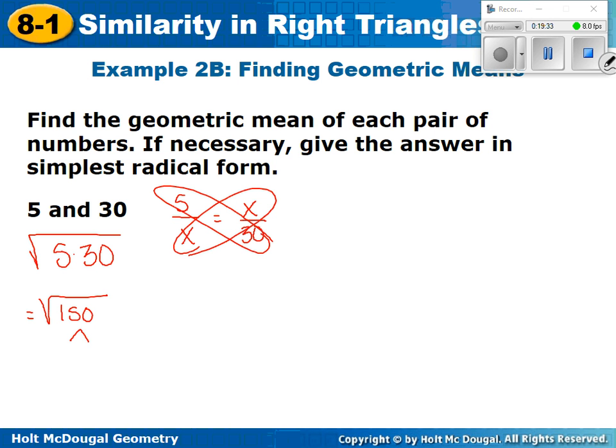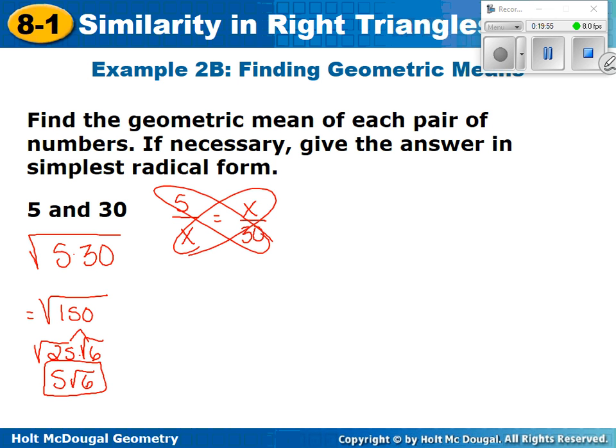What goes into 150? Does anybody see the biggest perfect square? 25. What is 25 times to get 150? 6. So that's probably the fastest way. Take the square root. What's the square root of 25? 5. I can't take the square root of 6, so my answer would be 5 square roots of 6.